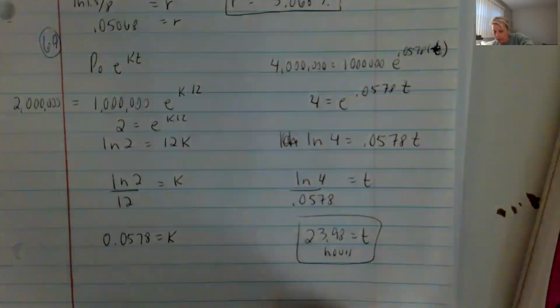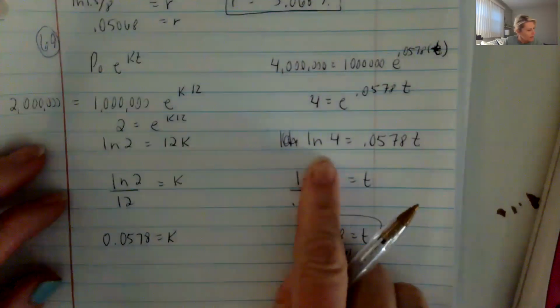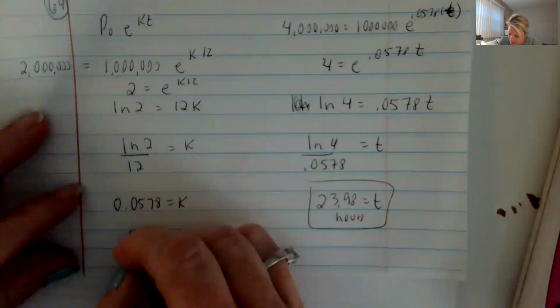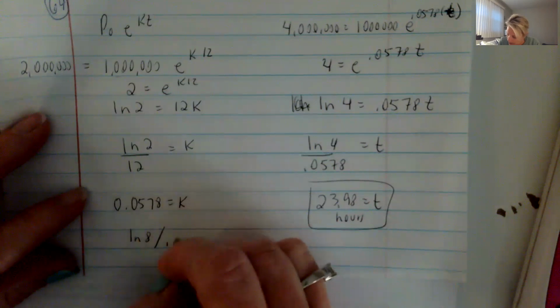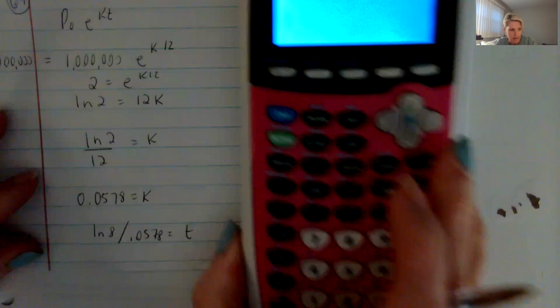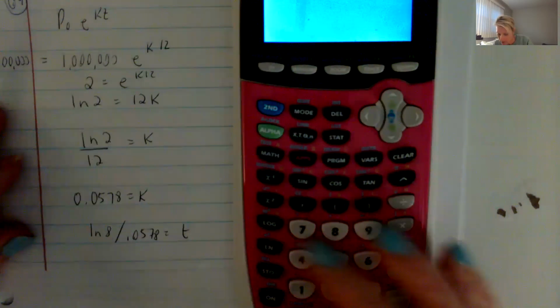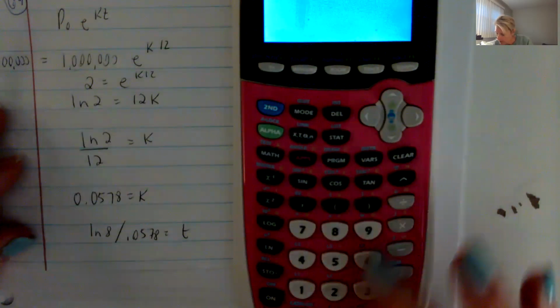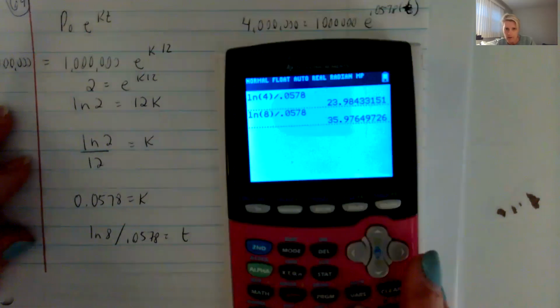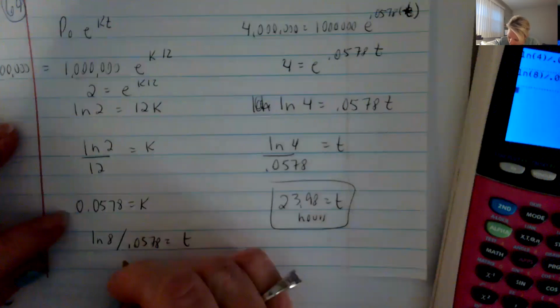And so if we want to find for 8 million, it would be 8 times. So this would be the natural log of 8 divided by 0.0578. So let's just look at that one. The natural log of 8 divided by 0.0578 is about 35.98 hours.